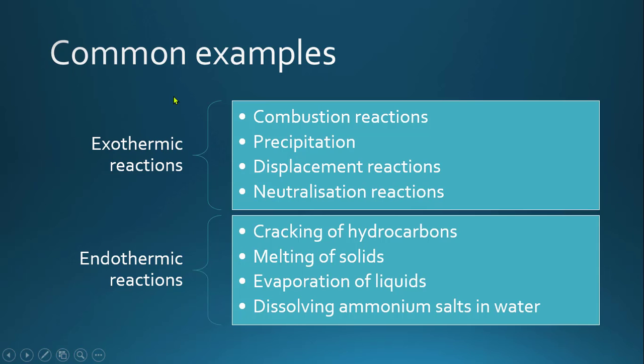These are some common examples of exothermic and endothermic reactions. Exothermic reactions include combustion reactions, like anything that requires burning, precipitation and displacement reactions, and neutralization reactions, which include acids and bases. Endothermic reactions include the cracking of hydrocarbons. This is found in section B. You'll be seeing more of that soon. Also the melting of solids, evaporation of liquids, and dissolving ammonium salts in water.